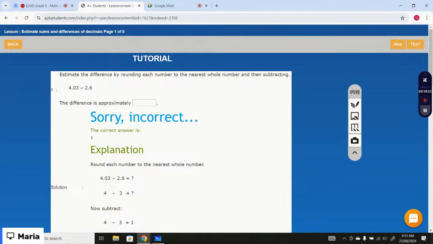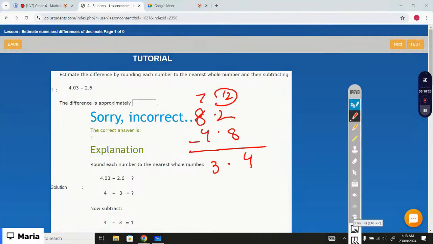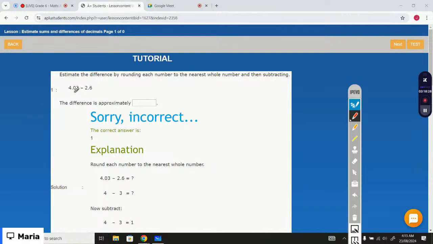So let's see how we estimate, how we round off the numbers. The first number is 4.03. You have to look at the number that is right after the decimal. Here after the decimal point you have 0. So that means 0 is less than 5, right?